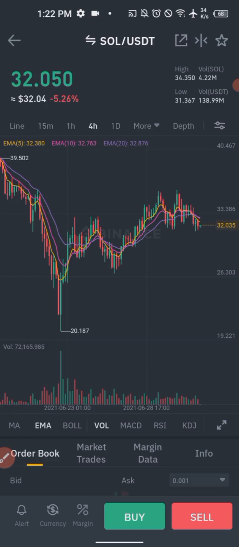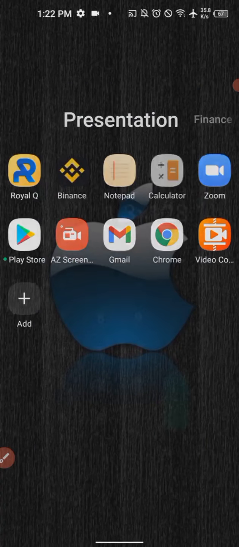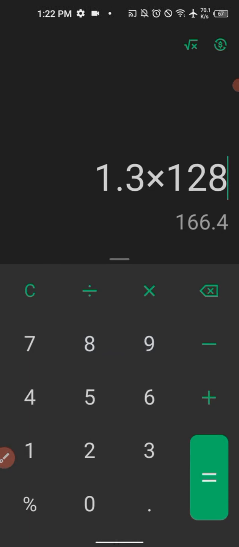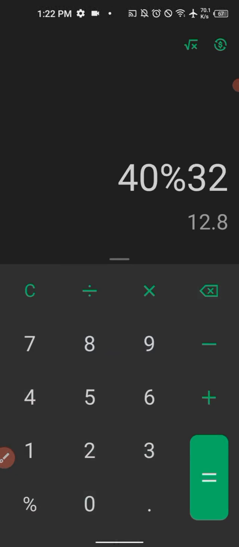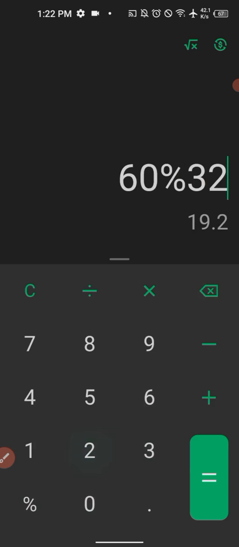So meaning 20 minus 32, the lowest minus the current price, is $12, right? $12. So how many percent is that? That should be about, if I'm not mistaken, about 40%. Let's check. 40% of $32. Okay, no, it's close to 60% of $32. So close to 60%.